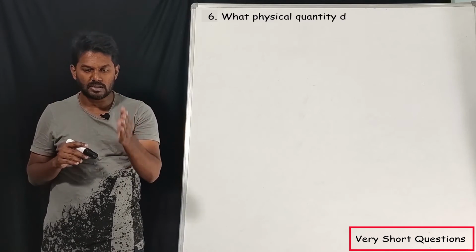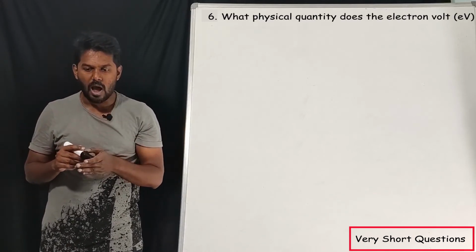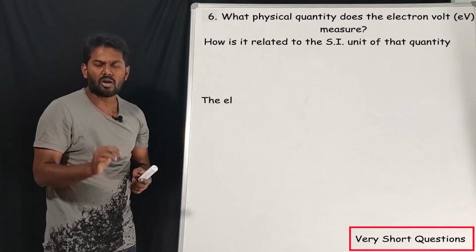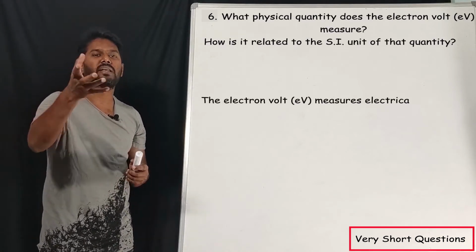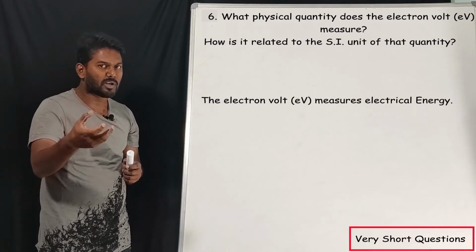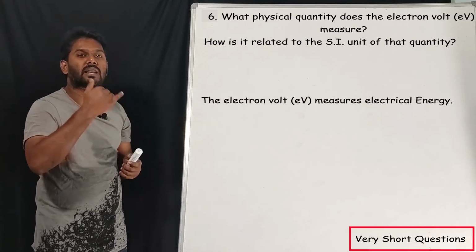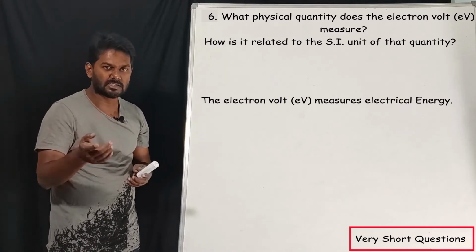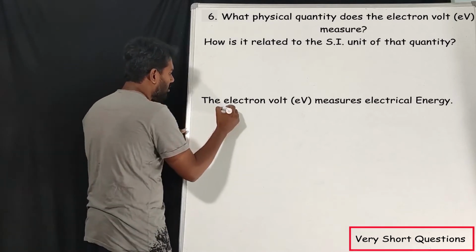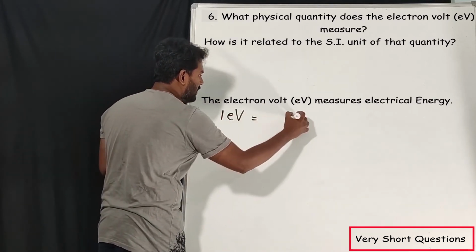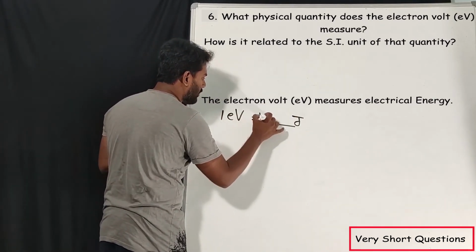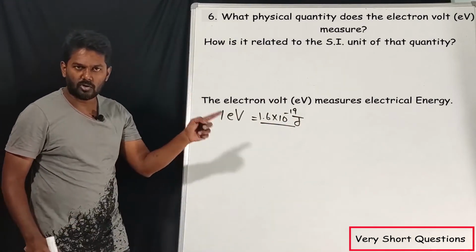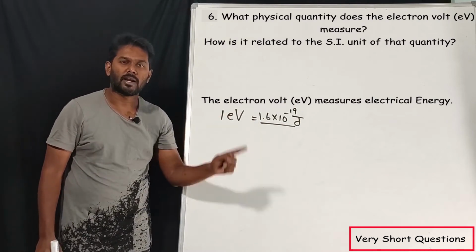What physical quantity does the electron volt measure? How is it related to the SI unit of that quantity? Very simple. Electron volt measures electrical energy. That is why we use electron volt as a unit. Next, how is it related to the SI unit of that quantity? How is 1 electron volt related to joule? 1 electron volt is equal to 1.6 into 10 power minus 19 joule.